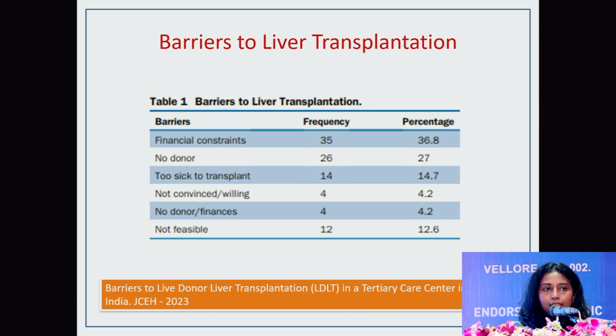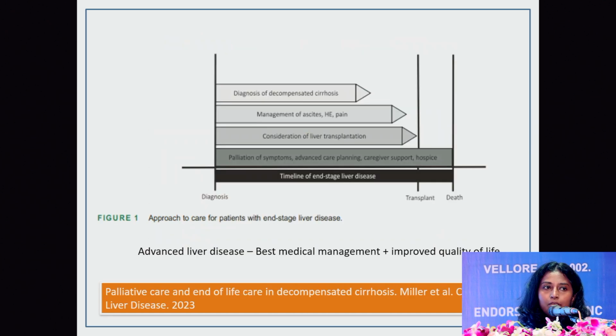Keeping these barriers in mind, how do we manage? I'm pretty sure most of us here are managing a lot of patients who have advanced chronic liver disease, in whom liver transplantation is not an option. What do we do for them? These are patients with a median lifespan of around 2 years. How can we best medically manage them? How can we improve their quality of life?